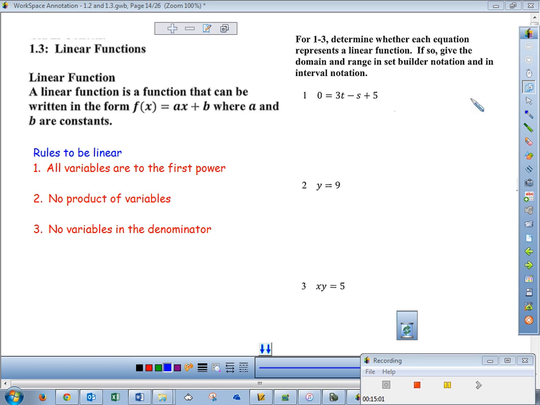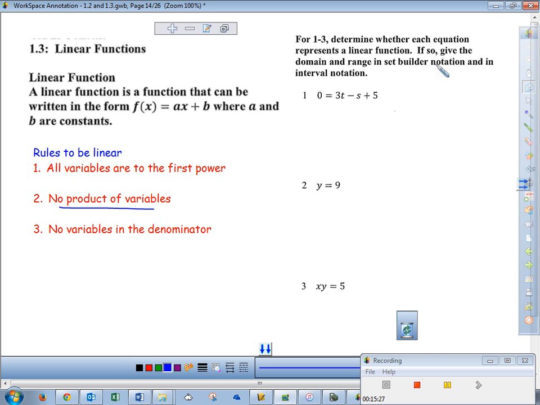Rules for linear. You might want to jot these down if you don't know them. These 3 rules to be linear. I'll pause the video, let you do that real quick. Basic rules to be linear. All variables are to the first power. Nothing squared, nothing cubed, no 1/2 powers, no negative exponents, none of that stuff. Every exponent, all variable has to be to the first power. No product of variables, I mean you can't see the 2 variables multiplied together, and there's no variables in the denominator.